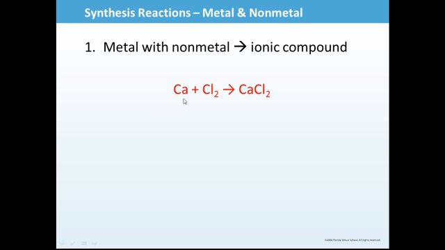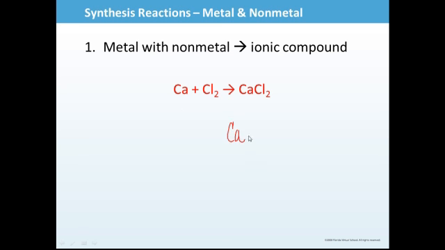Okay, we have a metal, calcium, a nonmetal, chlorine. Notice that it is just a metal and a nonmetal. It's not a compound. That is super important. It is just a metal element and a nonmetal element. And what happens is they come together to form an ionic compound. And so when you see a metal with a nonmetal, what you do is you look at their common charges. They're going to form their ionic compound.